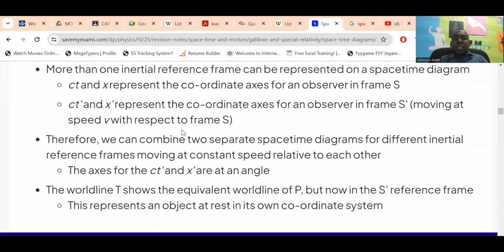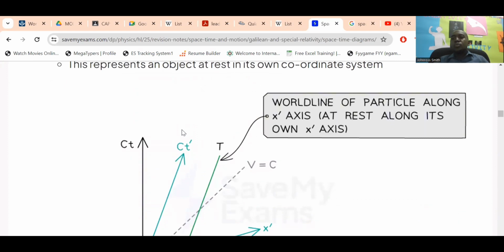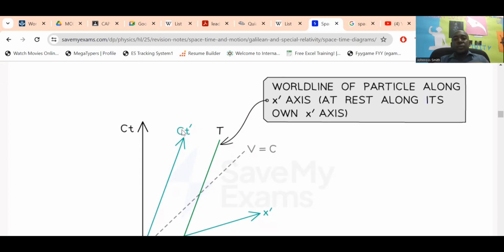Now, we can have a space-time diagram that includes two reference frames. So we have the original reference frame, and then notice here we have the ct prime and x prime reference frame represented by the blue line. So therefore, if you notice, the angle between x and x prime is the same angle between ct and ct prime. So that gives us a second reference frame, right? And then we have a world line of a particle moving along that reference frame.